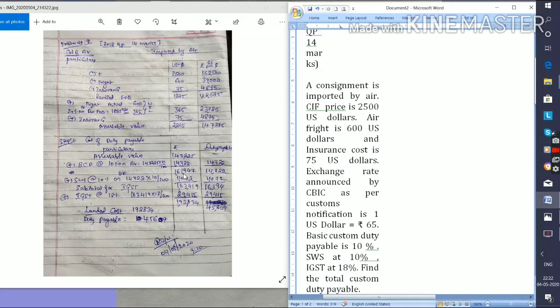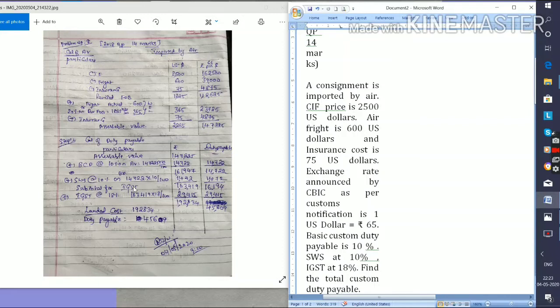Add to this, you will get 1,61,947, and here 14,722, plus social welfare surcharge at 10%. On which amount? On 14,722. 10% of that is 1,472. Again here 1,472. Add this, you will get 1,63,419 in the first column and again 16,194 in the second column, that is duty payable.